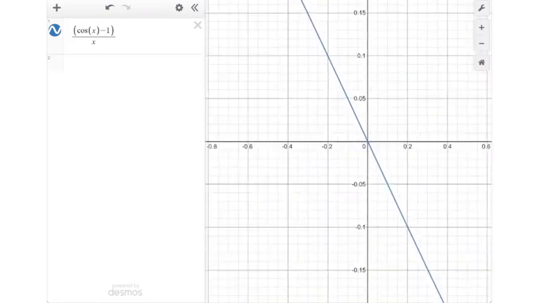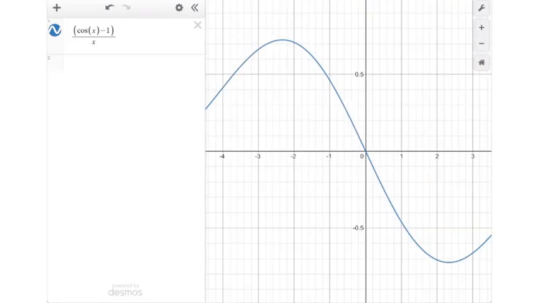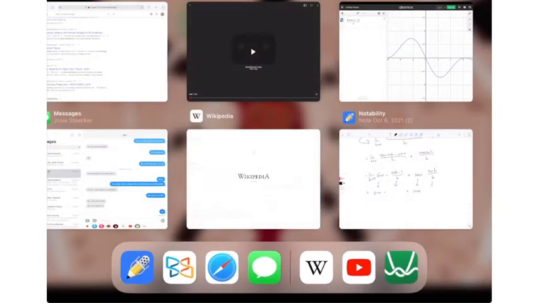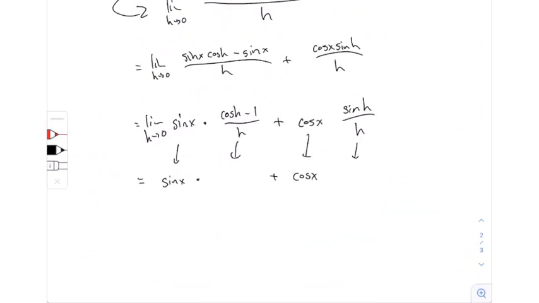0, right? This right here is 0. This is what you just saw the graph of, and we saw that near the origin, it goes to 0. So that part of it is 0. And what about the other one?